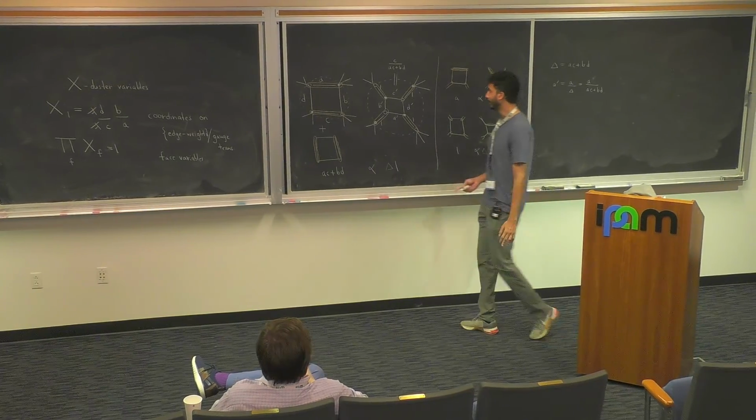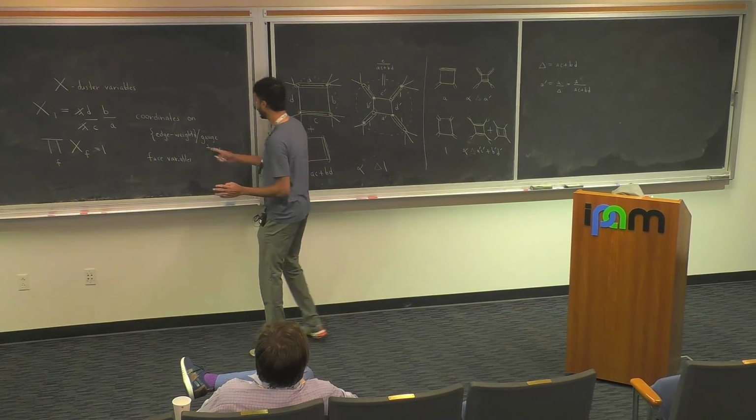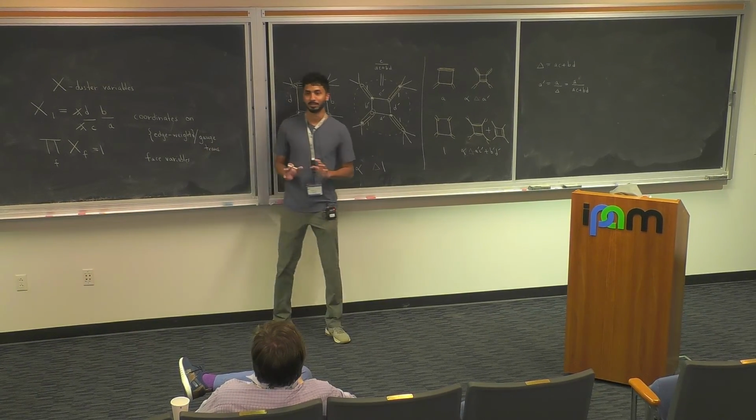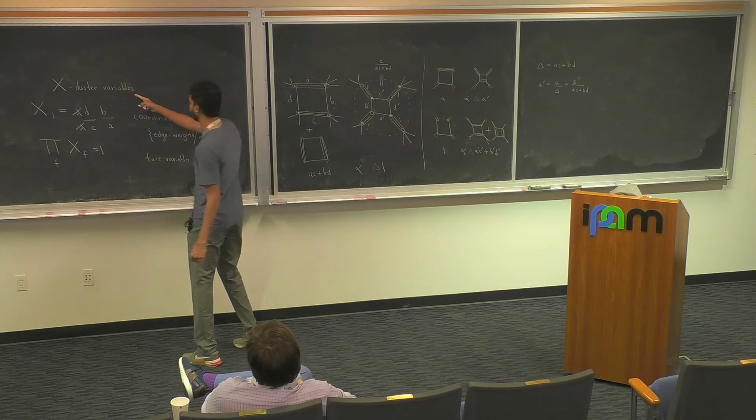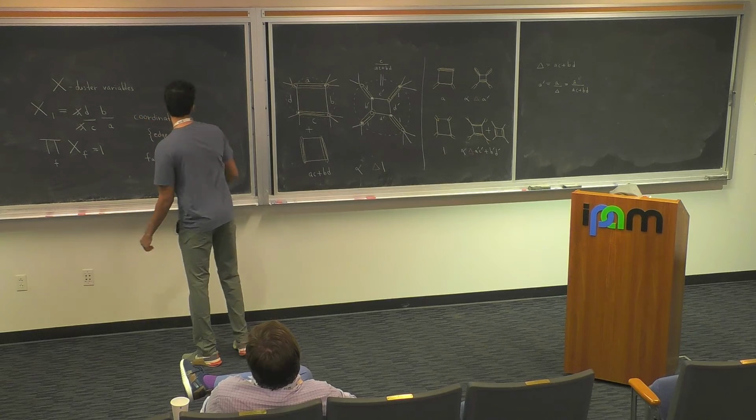So now you want to rephrase. These A, B, C, D are not well-defined coordinates. So you want to rephrase this in terms of the actual coordinates, these x variables, and see how these things transform.